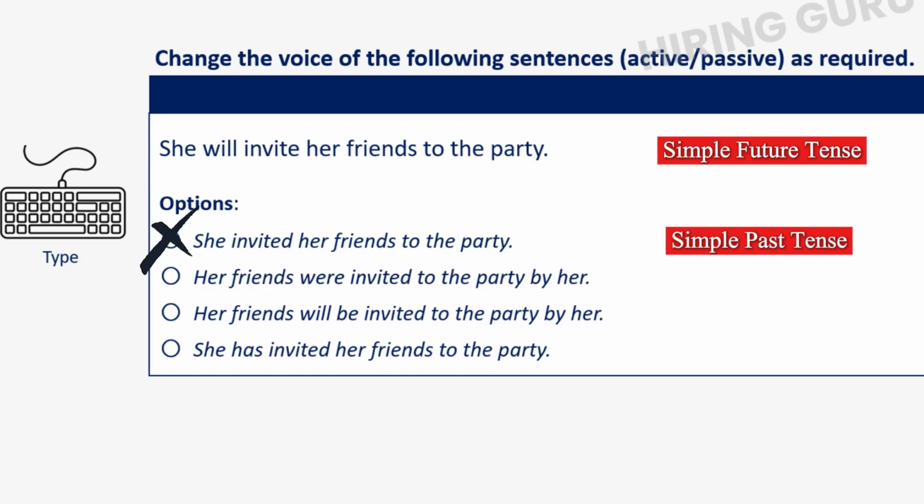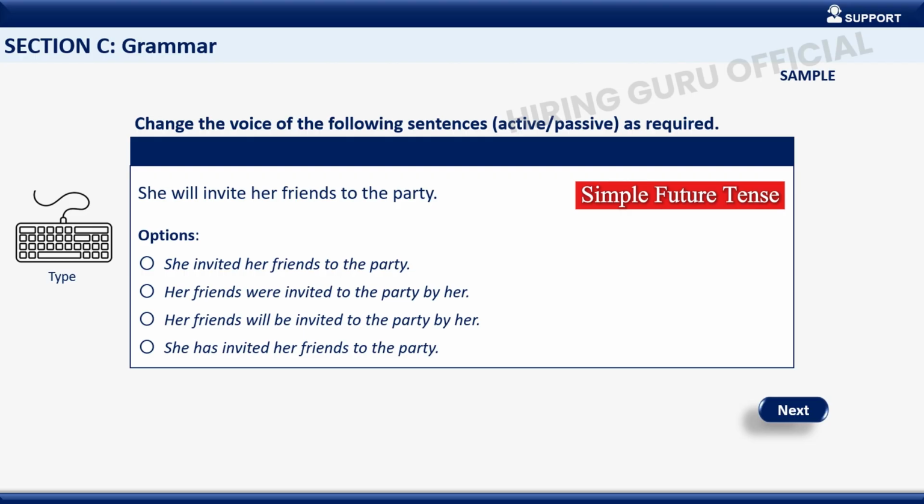And the same is the case with option 2 and option 4, which are also in a different tense. So all these options are incorrect. This means the correct answer, which of course matches the tense of the active voice sentence, is option 3. Her friends will be invited to the party by her. I hope this explanation clears up your doubt.